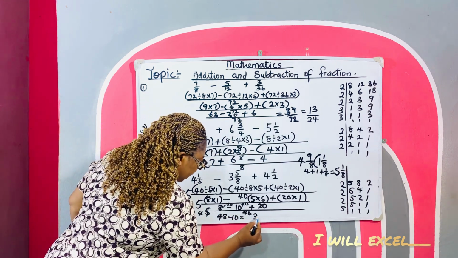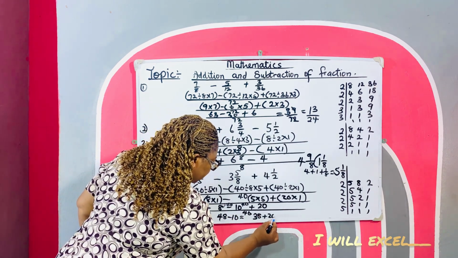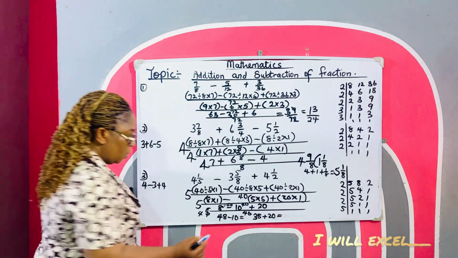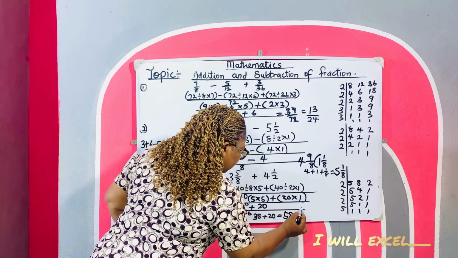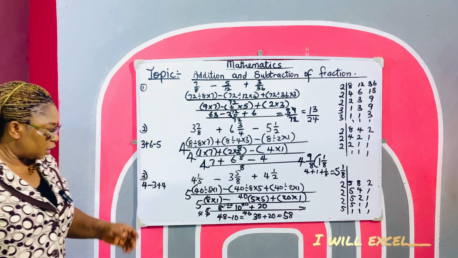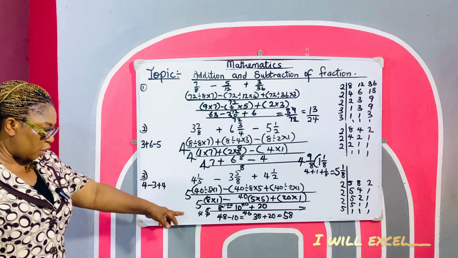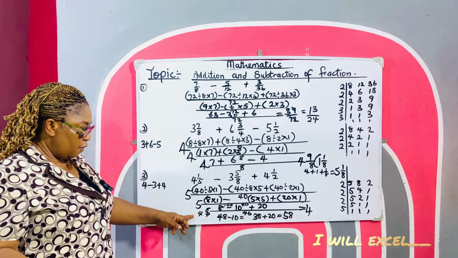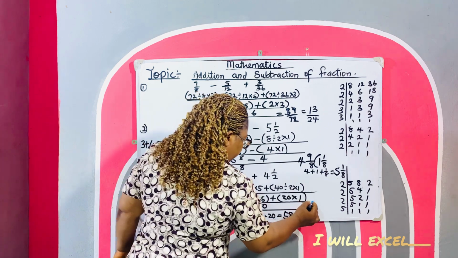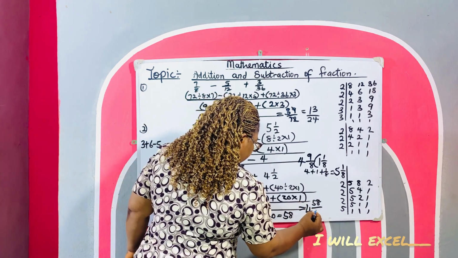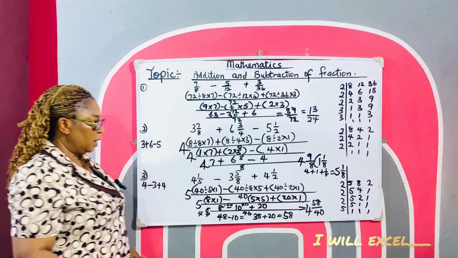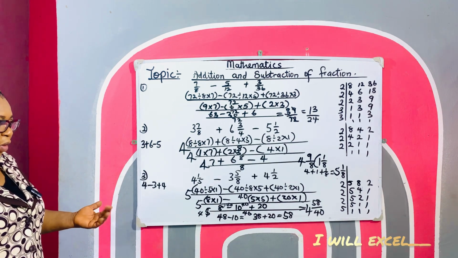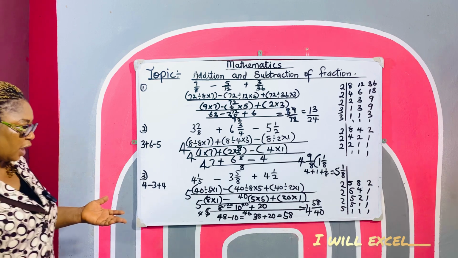38 plus 20 will give us 58. And that will give us 58 over 40, with 4 whole number, because 4 is remaining. 4 whole number. See? The numerator is also bigger than the denominator. So we're going to change it to mixed fraction again.